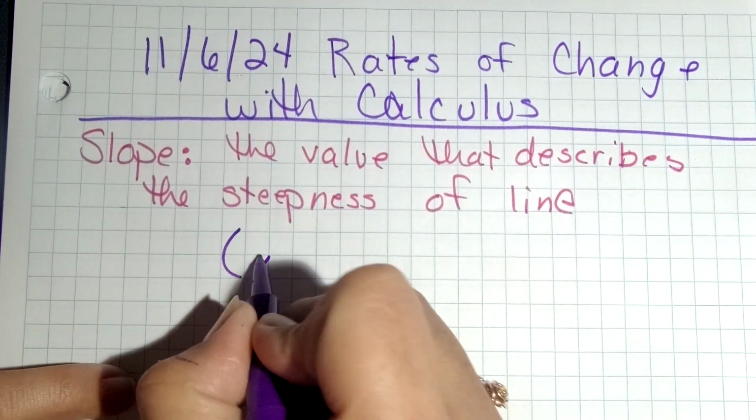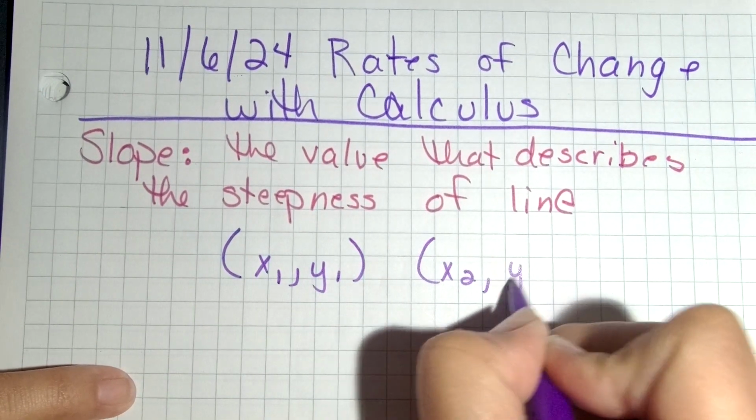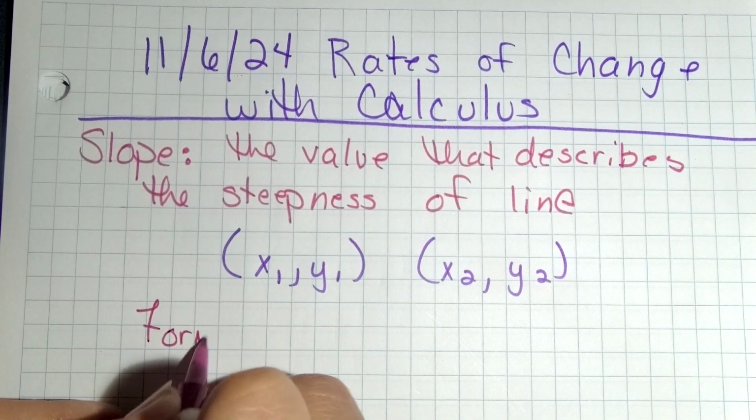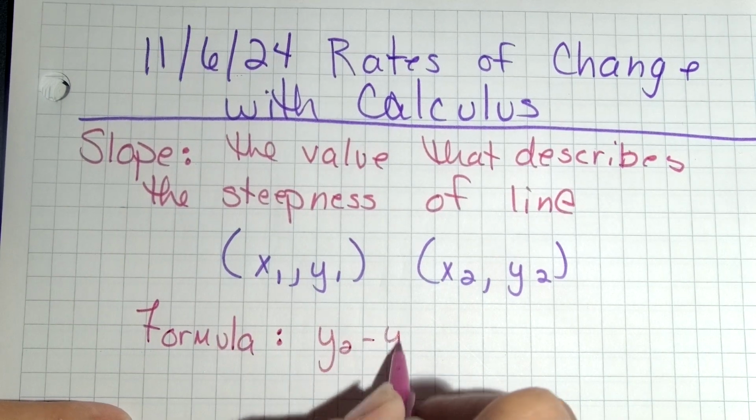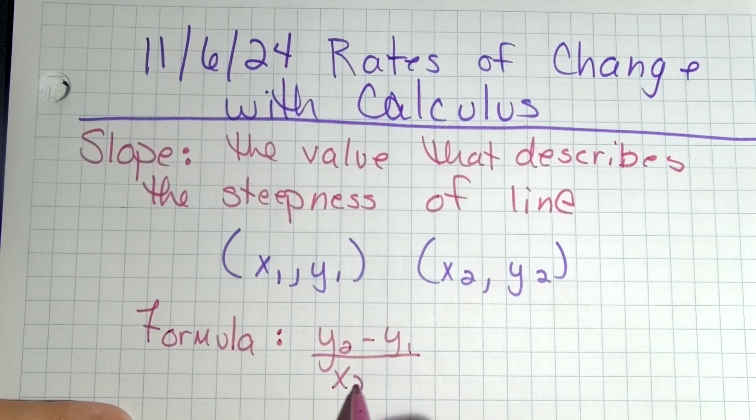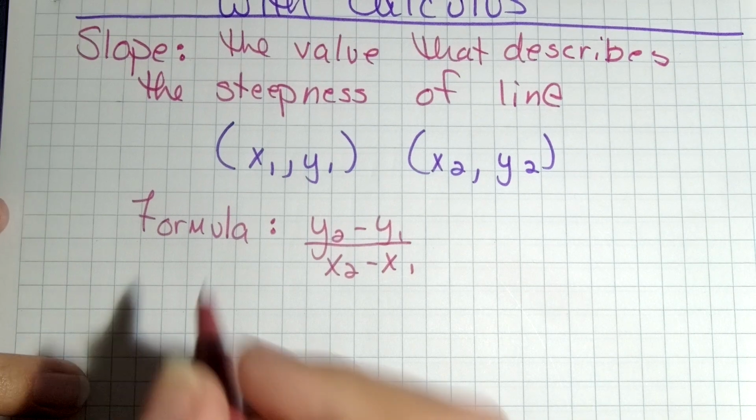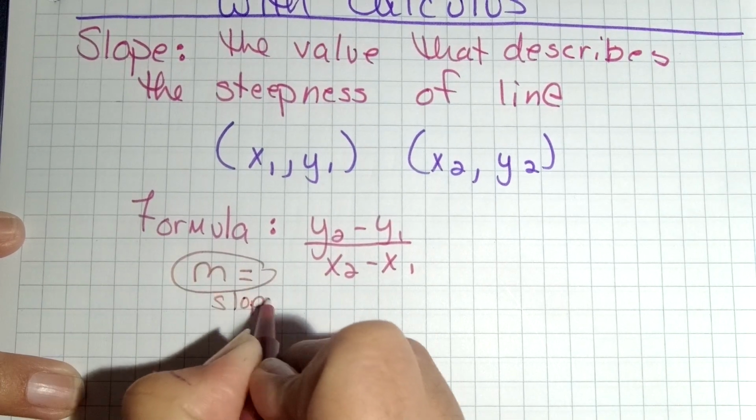If we have two points, x1, y1, and x2, y2, we can use the formula y2 minus y1 over x2 minus x1. Am I going too fast? Okay. This formula will give us the slope of a line. And remember that symbol is M. M stands for slope. Okay?